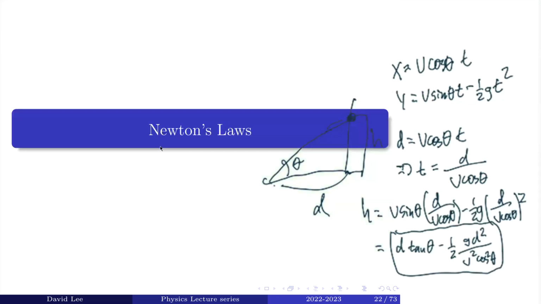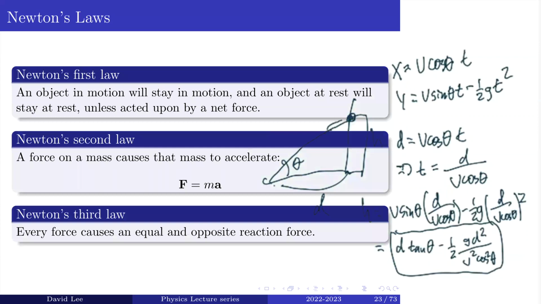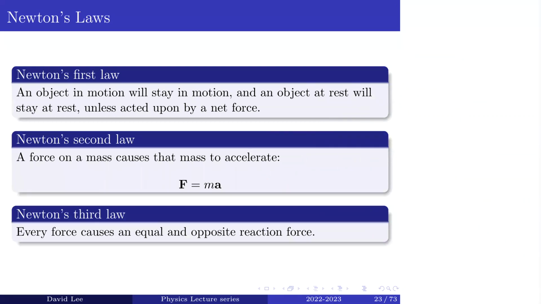Okay, so now let's go on to Newton's laws. Just as a review of Newton's laws, Newton had three major laws, which were the first law: an object will continue on in its motion unless it's acted on by a net force.